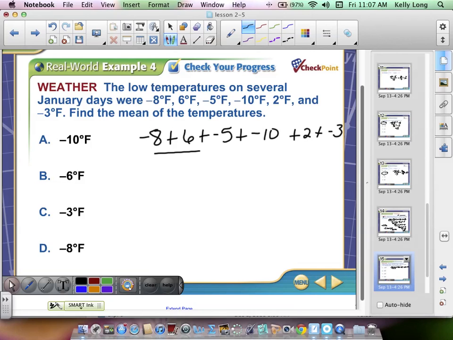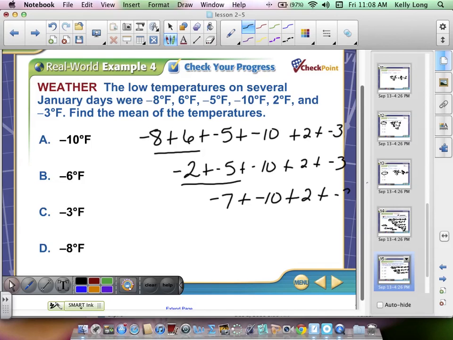All right, so let's just start right here. What's negative 8 plus 6? Adding with unlike signs, so we're going to subtract. That's going to be a negative 2. Subtract and take the sign of the larger number. That's how I got my negative. Negative 2 plus negative 5 plus negative 10 plus 2 plus negative 3. All right, negative 2 plus negative 5 is going to be what? Adding with like signs, you add and keep the sign. Negative 7 plus negative 10 plus 2 plus negative 3.